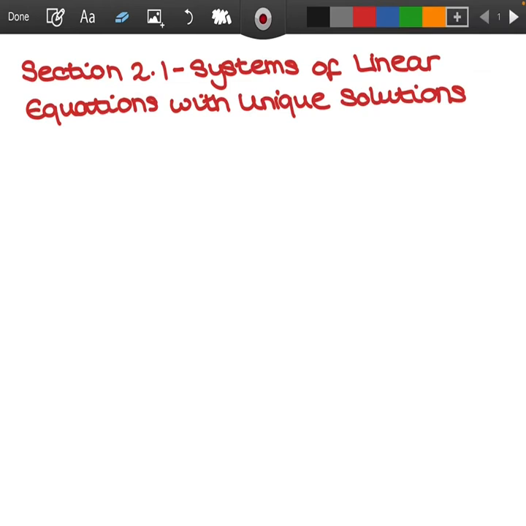So far in chapter 1, we looked at if we had two equations, each one in two variables, and we looked at the intersection points of the lines. So we went ahead and solved it as a system of equations.